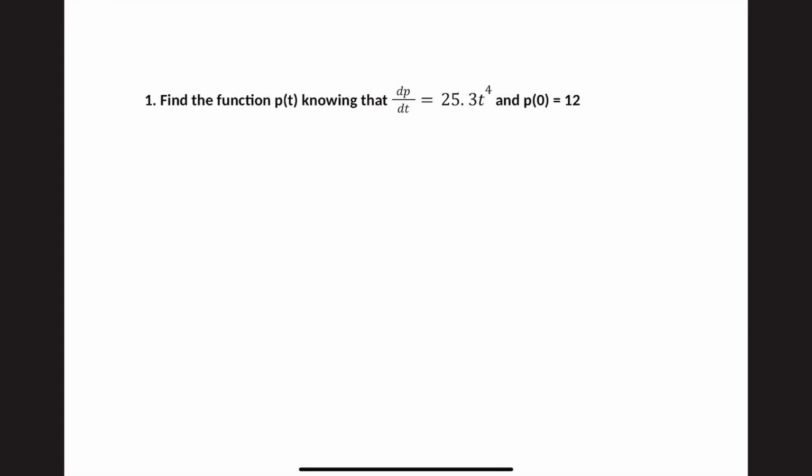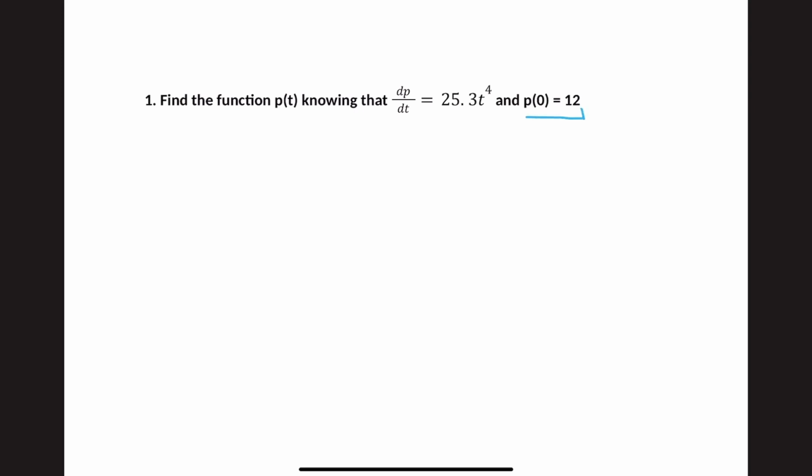In this video, we're going to go over the initial value problem. Initial value problems typically consist of a differential equation along with an initial condition where your job is to find the particular solution to the antiderivative. In this question, it says to find the function p of t knowing that dp over dt is equal to 25.3 multiplied by t to the power of 4 and p at 0 was equal to 12.